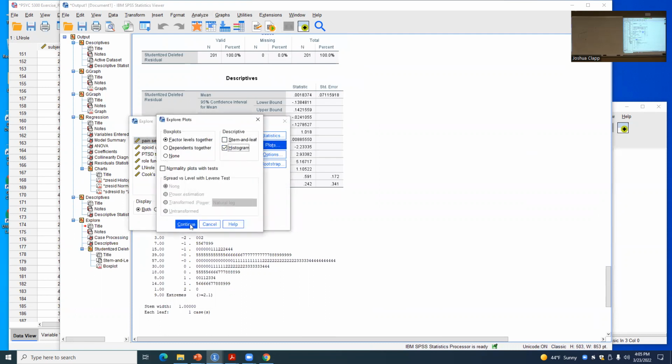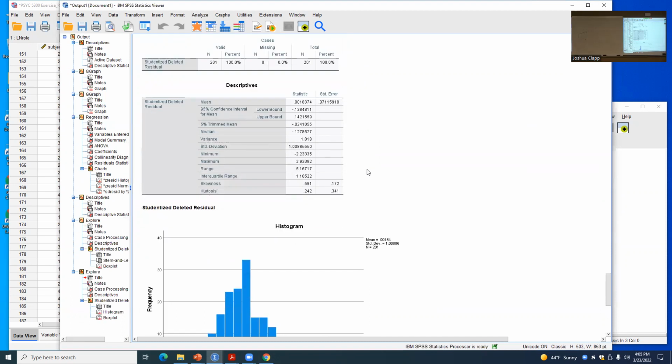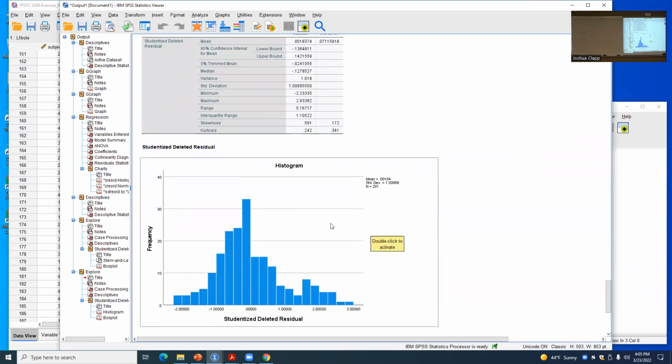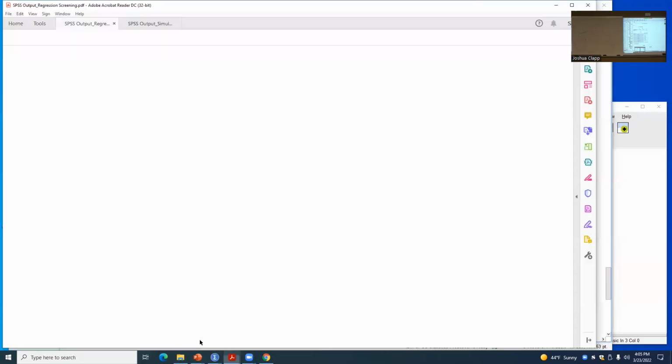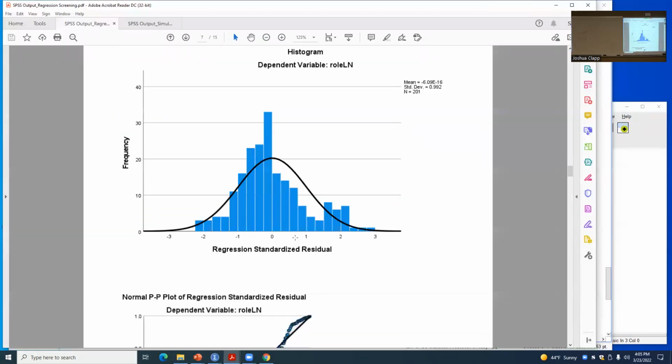Give me a stem and leaf. Okay. All right. So I'm going to switch just back over to handout because that'll be easier. We can blow that up.